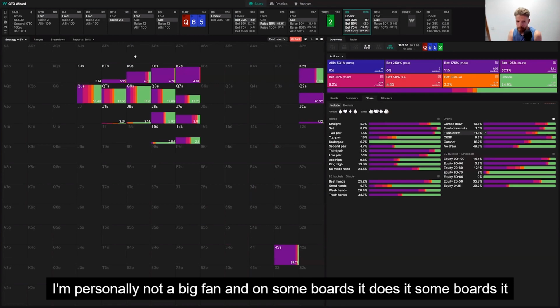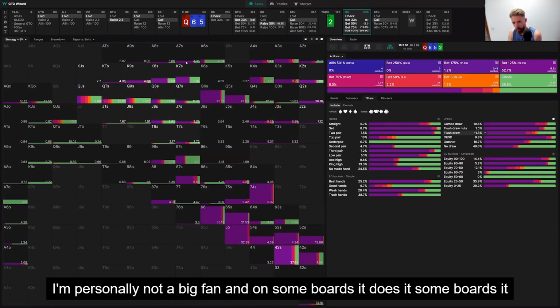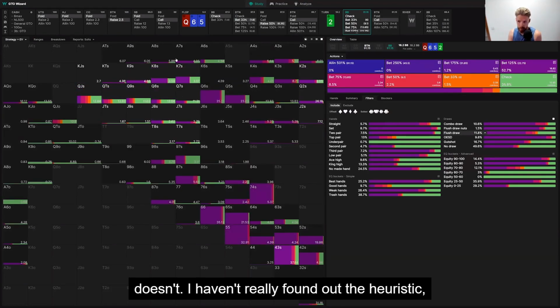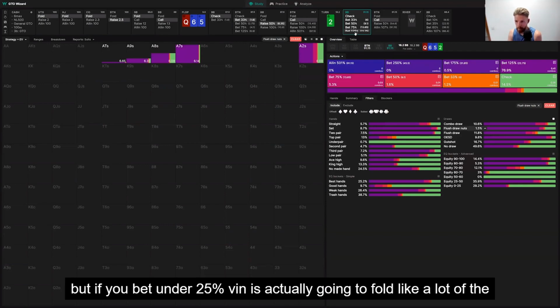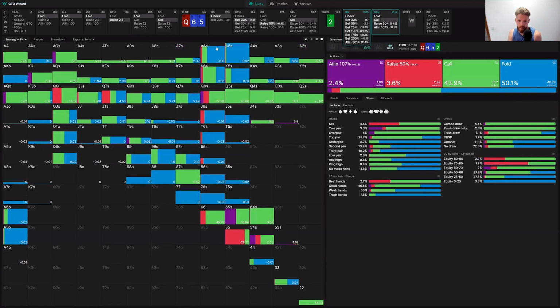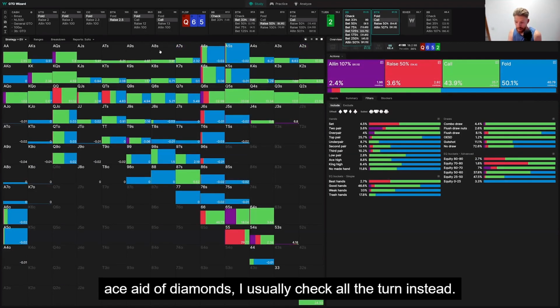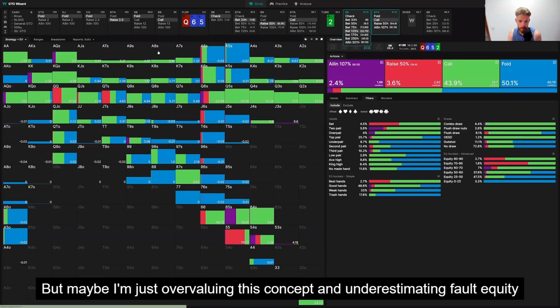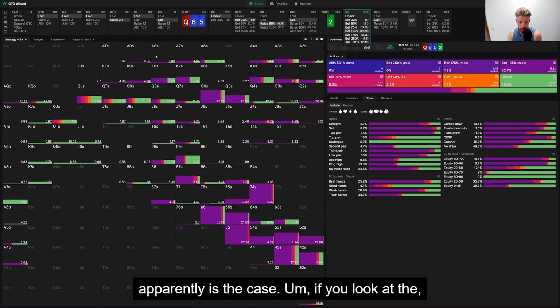I'm personally not a big fan. And on some boards it does it, some boards it doesn't. I haven't really found out the heuristic. But if you bet 125%, Vin is actually going to fold a lot of the dominating flush draws. So usually if I did check raise a hand like ace-8 of diamonds, I usually check call the turn instead. But maybe I'm just overvaluing this concept and underestimating fold equity. Apparently, this is the case.